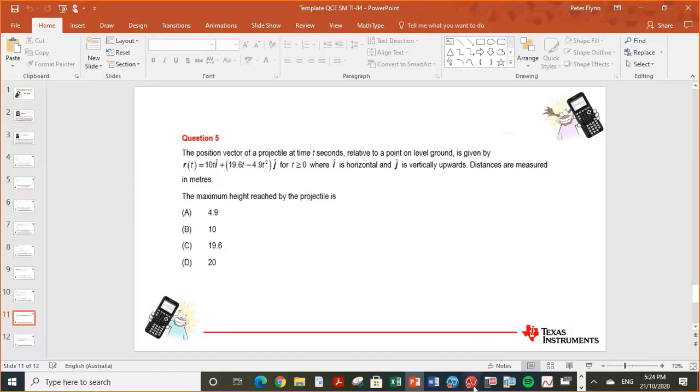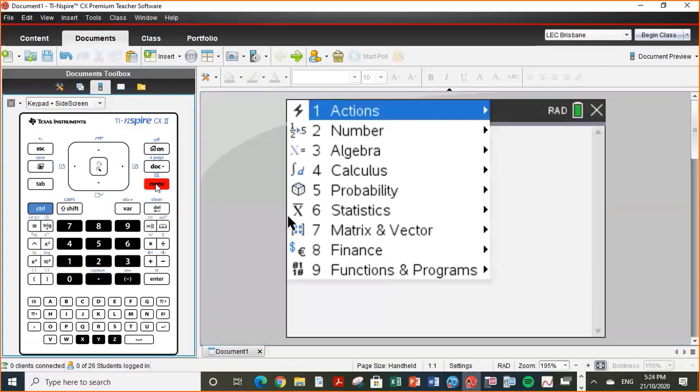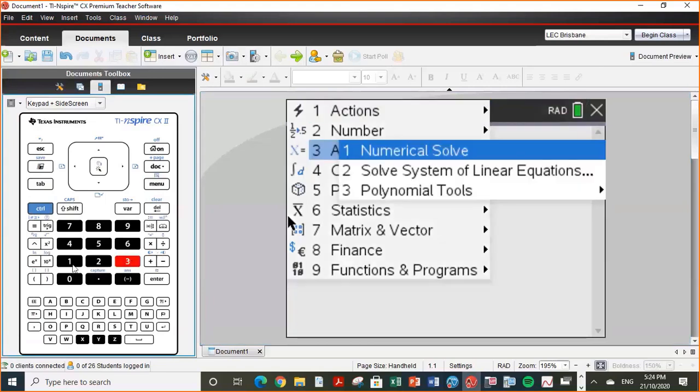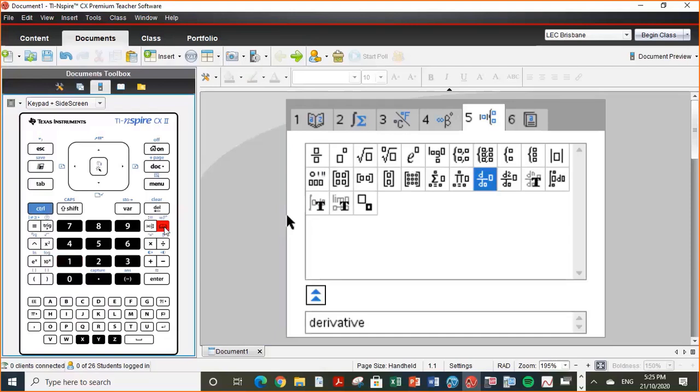So let's have a look at the TI-Nspire, and hopefully you can see my screen there. What we're going to do first of all is press menu. We're going to solve an equation, and we're going to solve a derivative set to 0. In looking for the solve command, we press menu and then number 3 for algebra, and then 1 or enter for numerical solve. Then we press the catalog button, which is the open book icon, and we're going to select the derivative template.